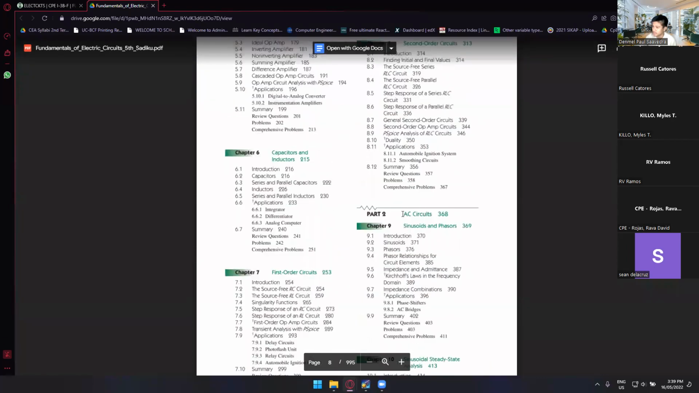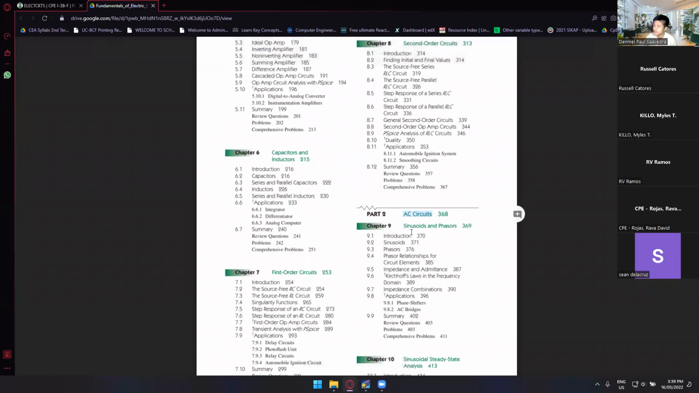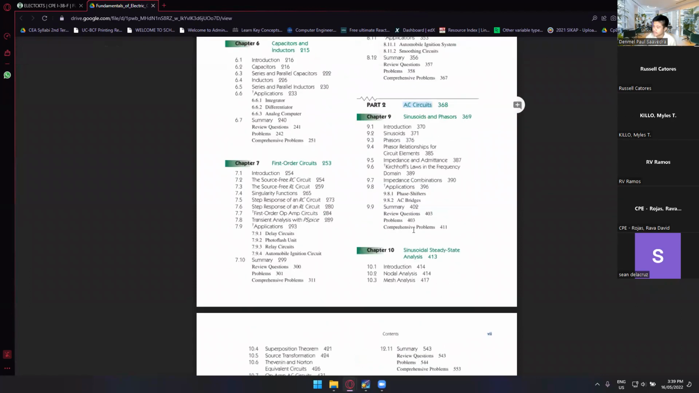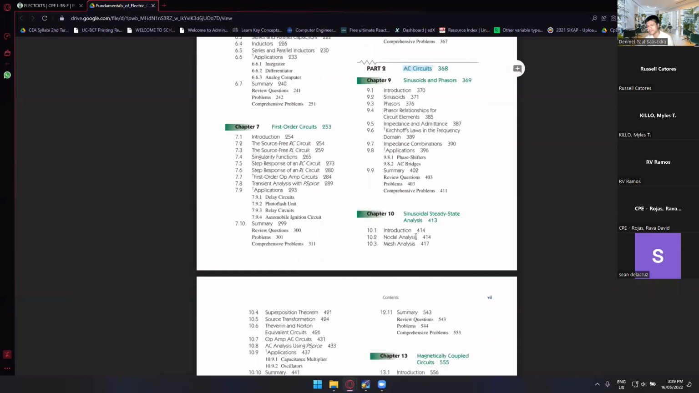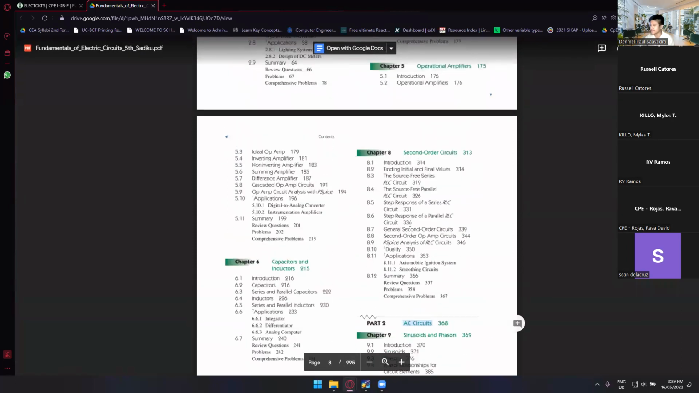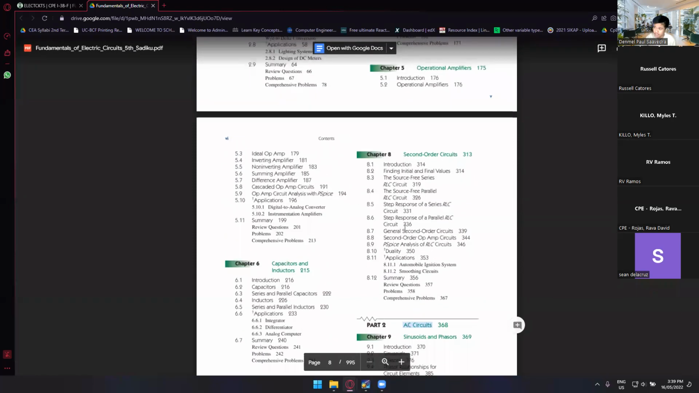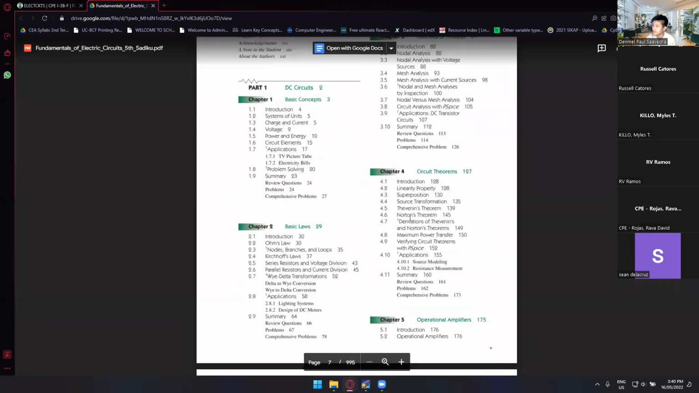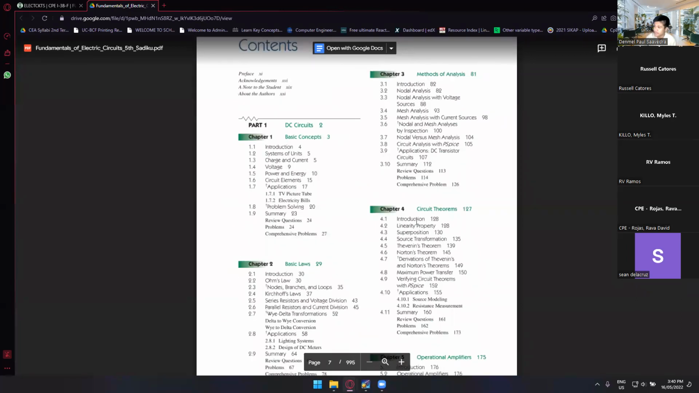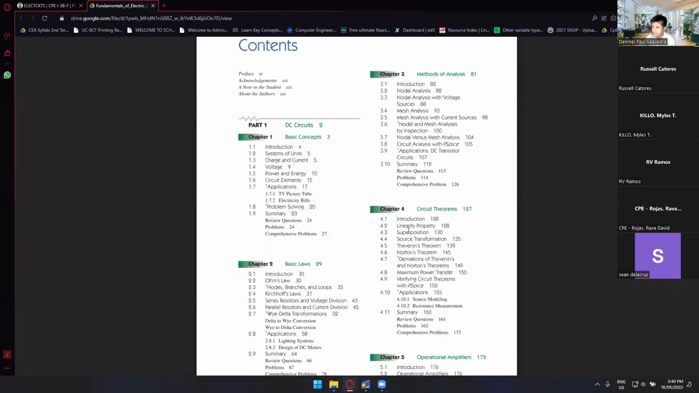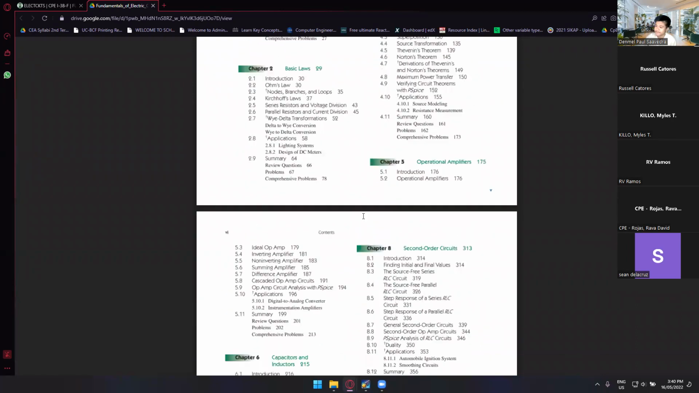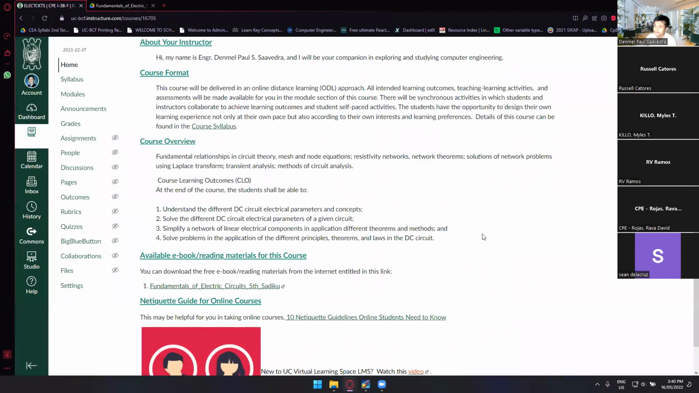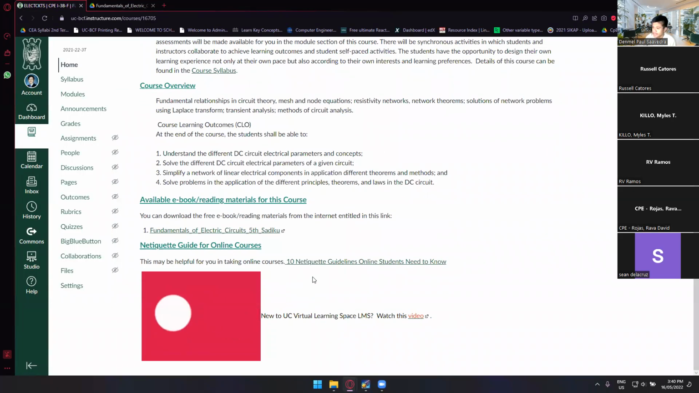This one also includes some AC examples, or call it basics of AC, but it doesn't really focus on AC. This one is more focused on theorems and principles in solving a DC circuit. All right, and the rest are the same.